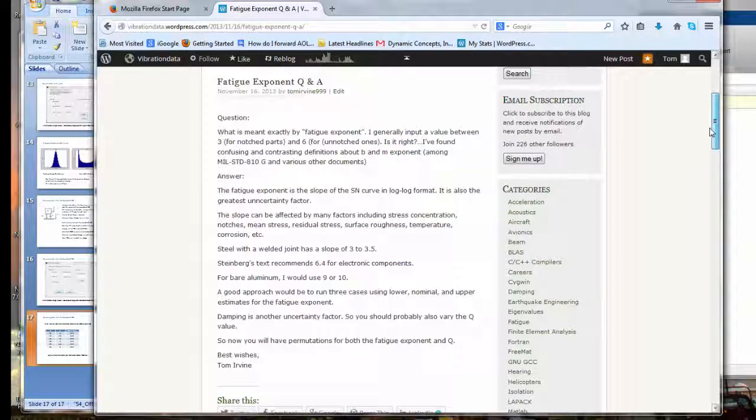And I just have a little bit of information here I want to add to this. Steel with a welded joint can have a slope of 3 to 3.5. Steinberg's text recommends 6.4 for electronic components. For bare aluminum, we could have maybe 9 or 10. And of course, the slope can be affected by all sorts of factors: stress concentration, notches, mean stress, residual stress, surface roughness, temperature, corrosion, etc., which is all a roundabout way of saying that these are just ballpark calculations.